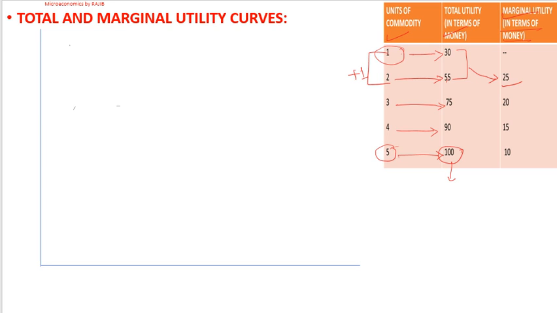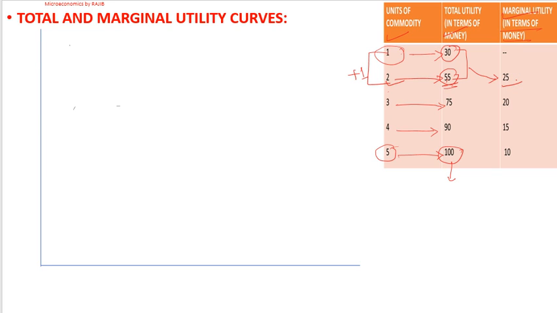That means marginal utility can be found by deducting the utility of the previous consumption from the utility of the current consumption. Current consumption means we are just taking the second unit. Suppose we have the total utility 55 and the total units of consumption is 2 units. So from 55 if you subtract 30, you will get 25, and this is the marginal utility.